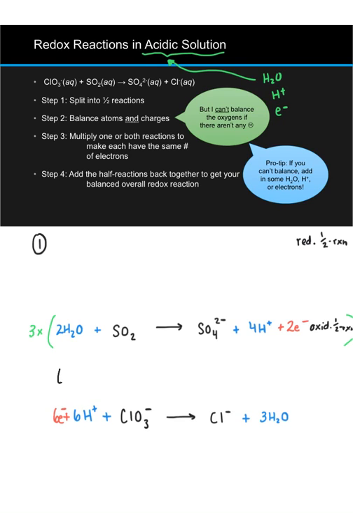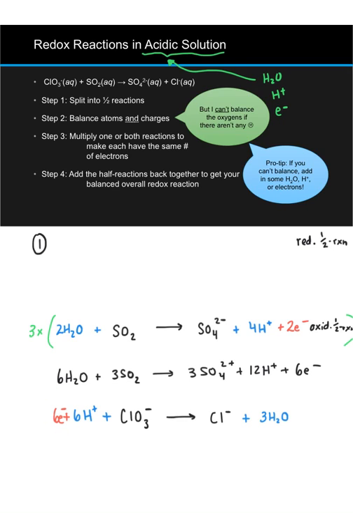are 6 waters, 3 sulfur dioxides, 3 sulfates, 12 H pluses, and 6 electrons. We're going to add these 2 half reactions together.